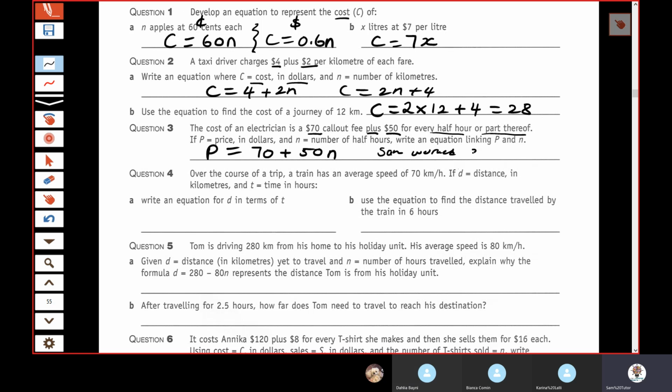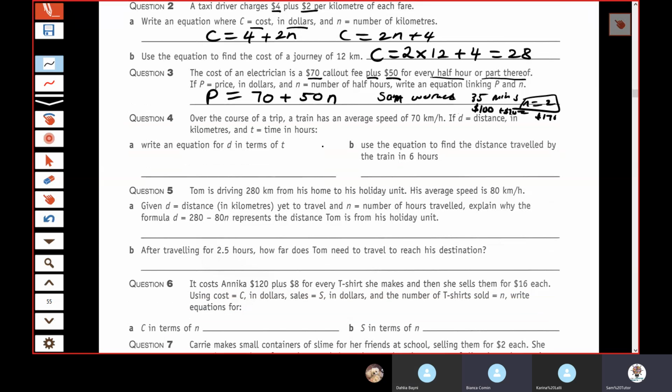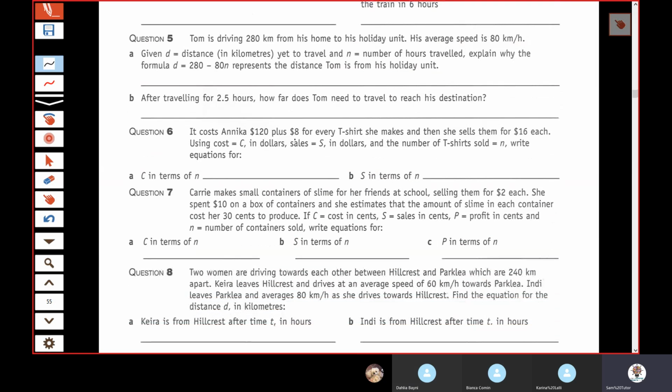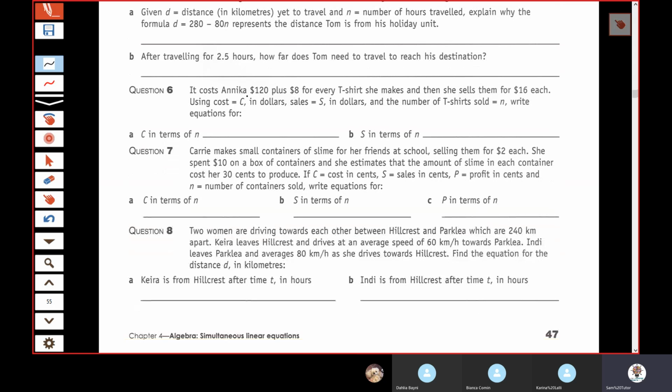Another one would be if I work for 35 minutes. If I work for 35 minutes, that means I get paid $100 for this. So N equals 2 half hours, and then plus 70, which means I get paid $170. All right. Does that make sense to everybody? Yeah. I'll leave that one and that one for you guys to do at your own time. Let's maybe look at question 6.